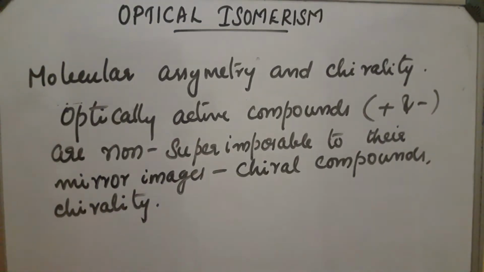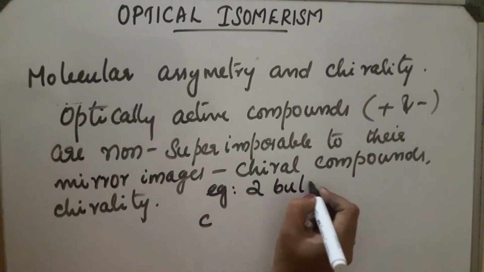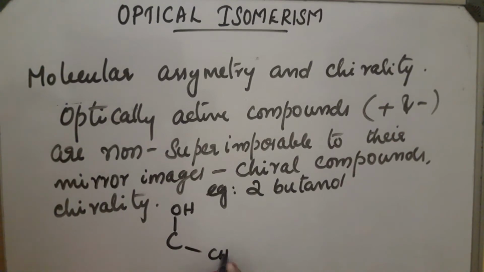And in the case of optically active compounds, there must be an asymmetric carbon. Asymmetric carbon means a carbon whose four substituents are different. Such carbon atoms are called asymmetric carbon. Take one example, 2-butanol: OH, CH3, CH2, CH3. Consider this compound.